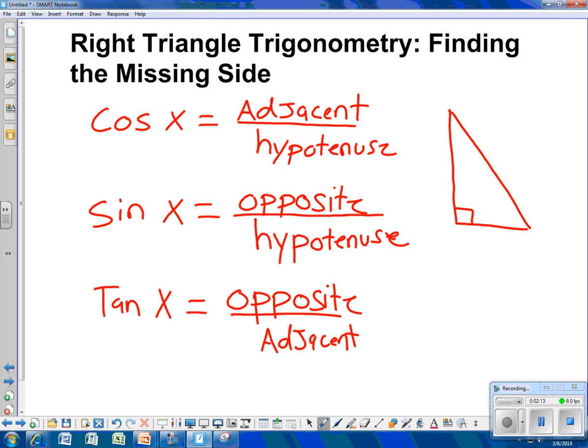So we have our little 9-degree angle in the corner there. If we called the bottom right angle x, then our opposite side would be directly across the triangle from x. Our adjacent side would be directly next to x. And then our hypotenuse would be the third side, the longest side across from the 9-degree angle.